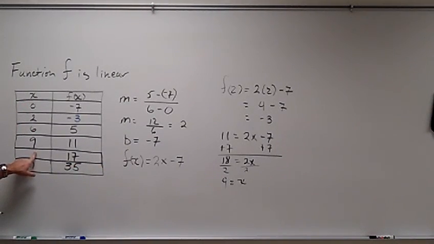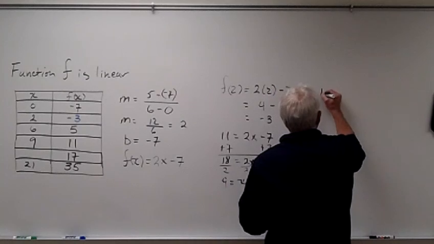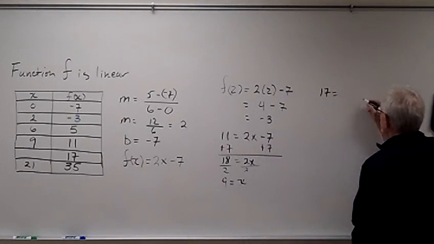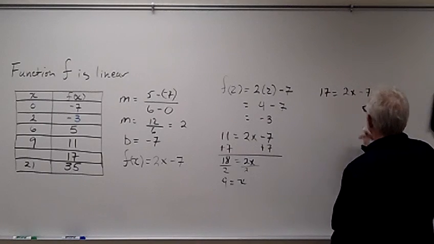Same type of calculation. We know that the output, f of x, is 17. We need to find the input value that produces that 17. So again, we're going to substitute 17 for f of x and solve for x. In this case, 17 equals 2 times x minus 7.